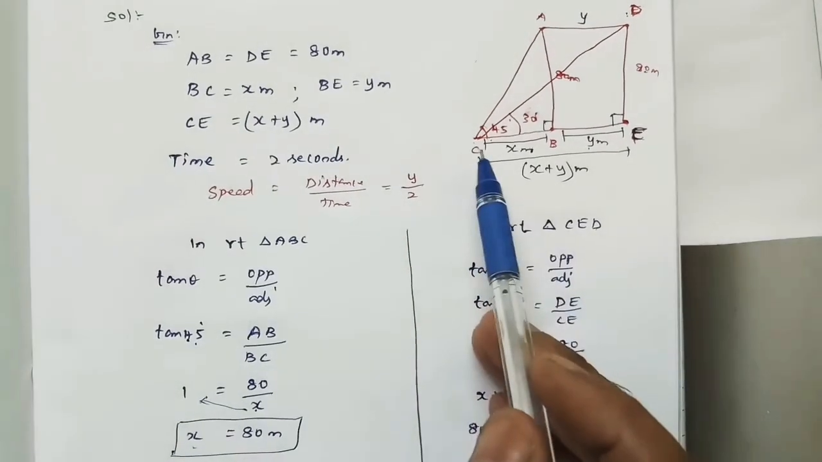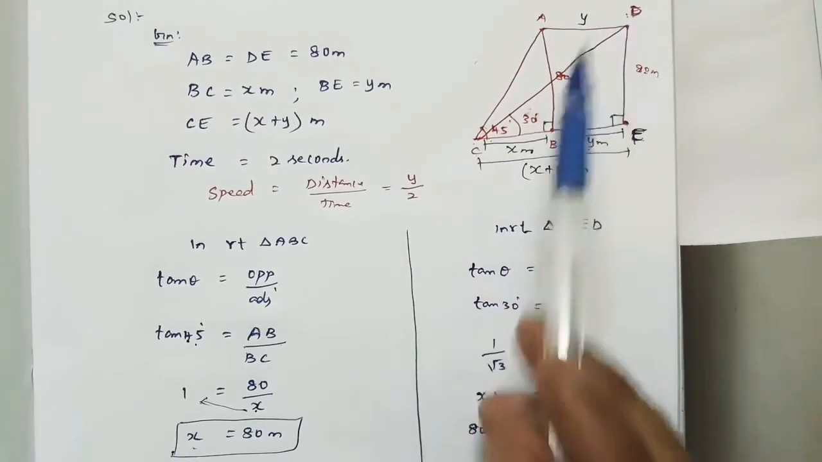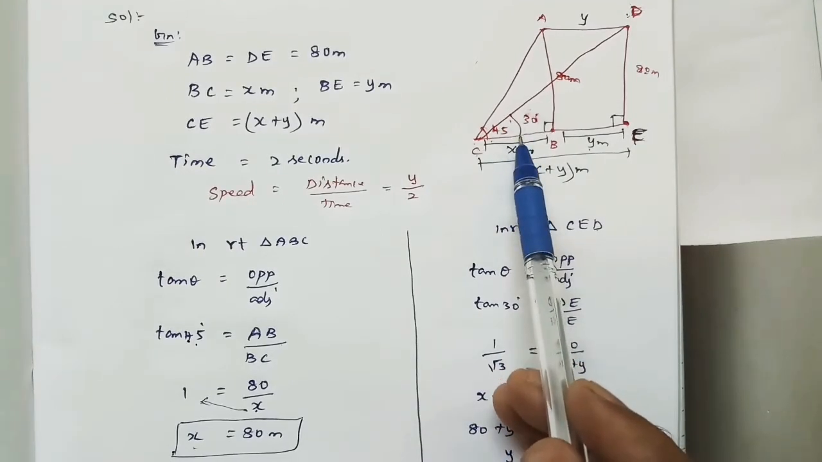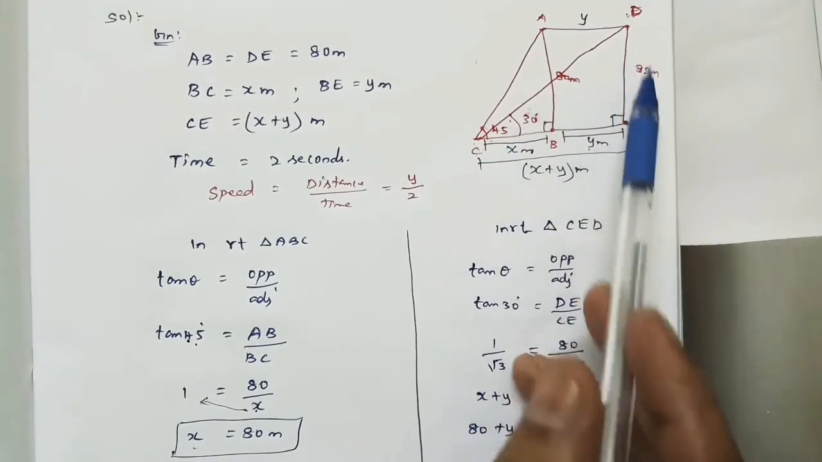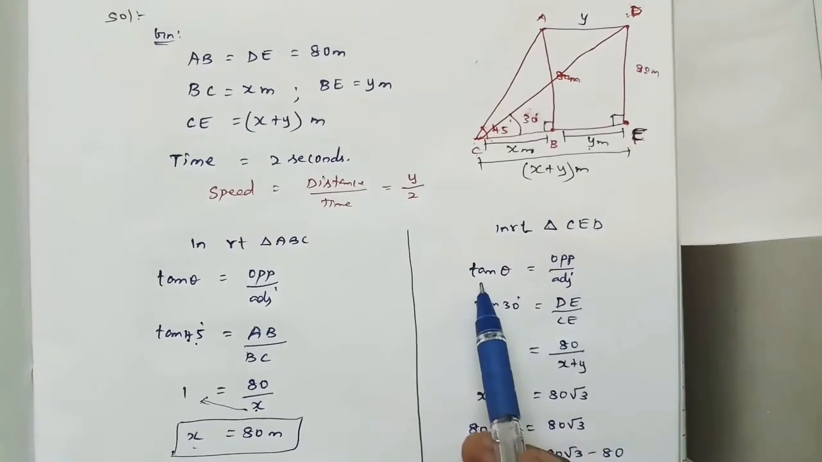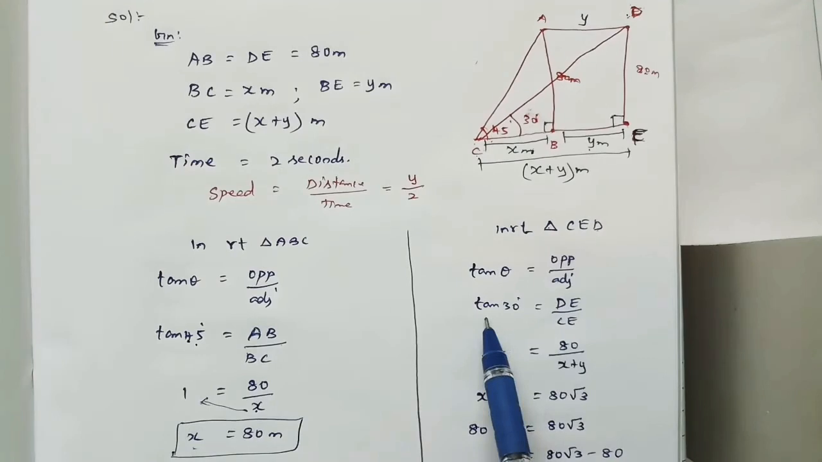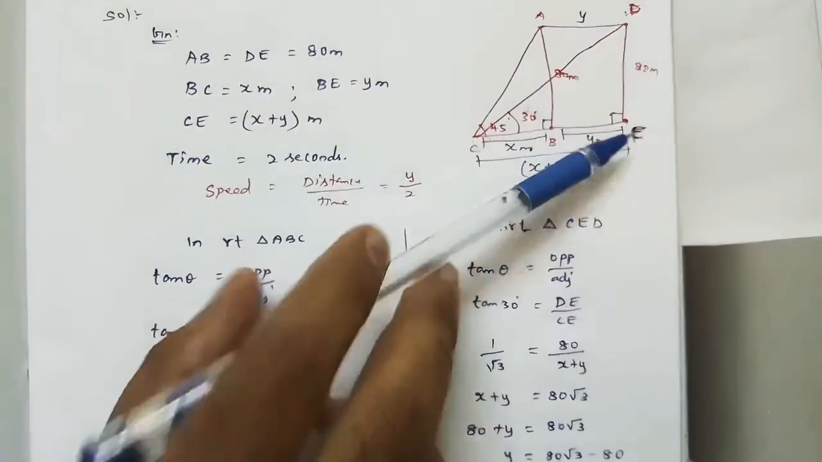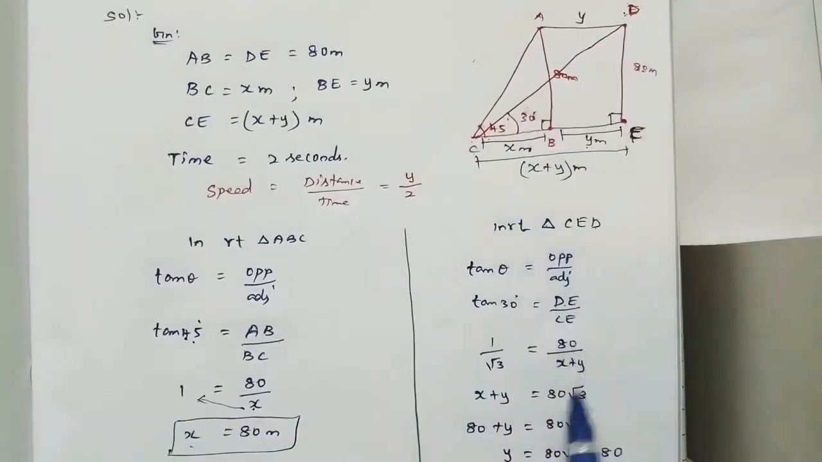Next, in right triangle CED, the angle is 30 degree. The opposite side is 80 meter and the adjacent side is X plus Y meter. Tan theta is equal to opposite by adjacent, so tan 30 degree is equal to DE by CE. What is the value of tan 30? 1 by root 3 is equal to DE by CE. DE is 80 meter and CE is X plus Y meter.